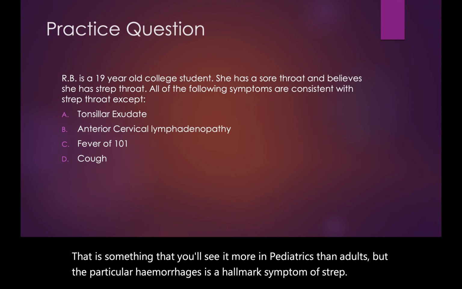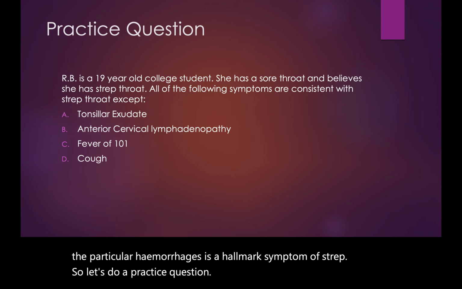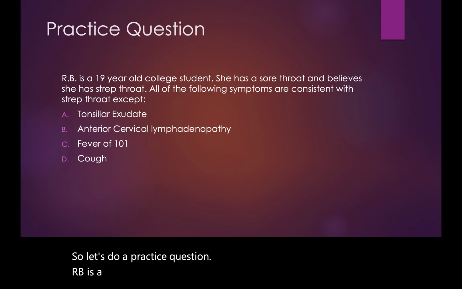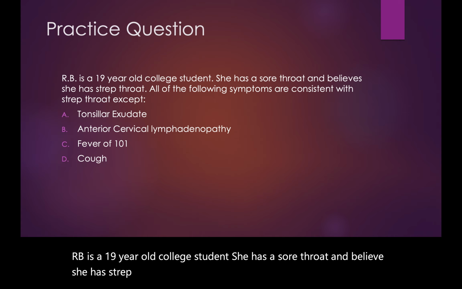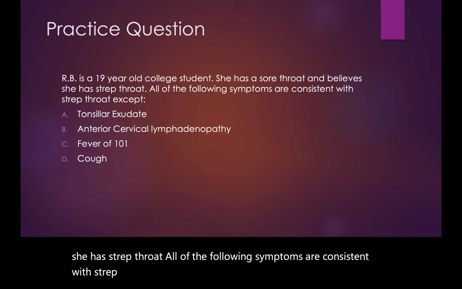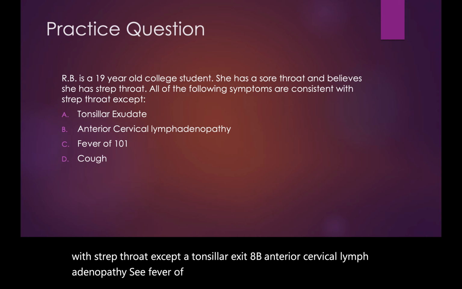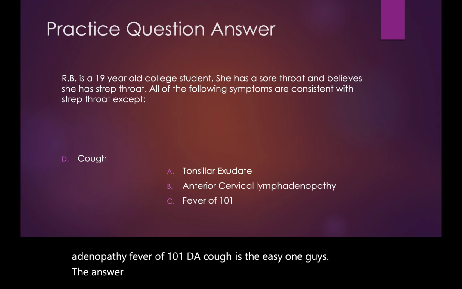So let's do a practice question. RB is a 19-year-old college student. She has a sore throat and believes she has strep throat. All of the following symptoms are consistent with strep throat except: A, tonsillar exudate; B, anterior cervical lymphadenopathy; C, fever of 101; D, a cough. This is the easy one, guys. The answer is cough.